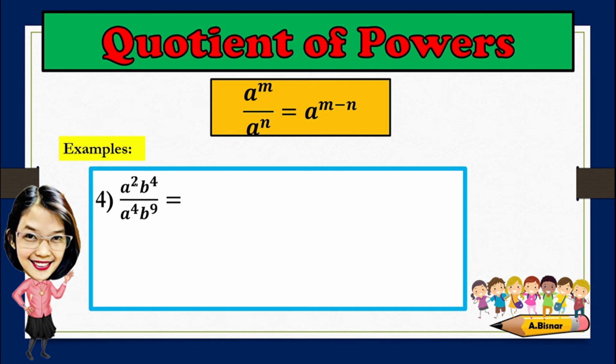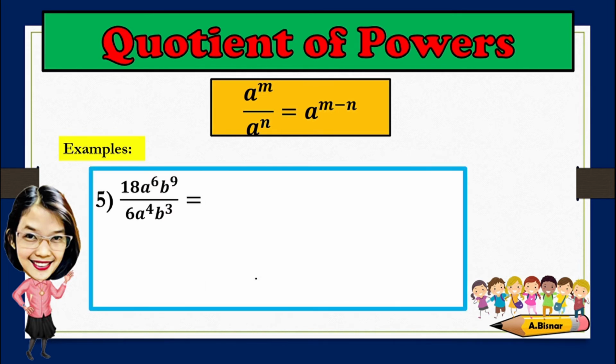Another, a squared b to the 4th all over a^4 b^9. So we will have a raised to 2 minus 4 and b raised to 4 minus 9. 2 minus 4 is negative 2, and 4 minus 9 is negative 5. Again, these are negative. So the answer will be 1 over a squared b to the 5th.